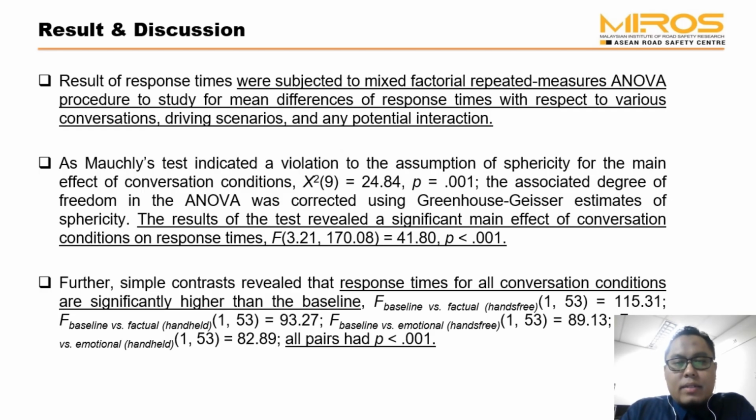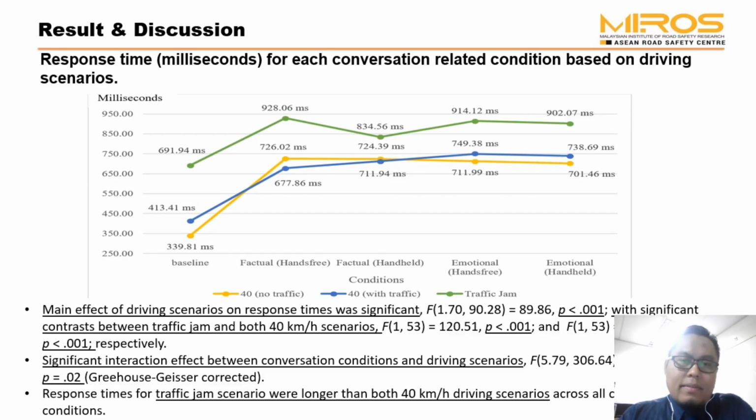So the results of the test reveal a significant main effect of the conditions on response time, whereby p-value is less than 0.001. Further, simple contrasts reveal that response times for all conversation conditions are significantly higher than the baseline, whereby all pairs had p less than 0.001. The main effect of driving scenarios on response time was also significant, with p-value less than 0.001, with significant contrasts between the traffic jam and both 40 km per hour scenarios.